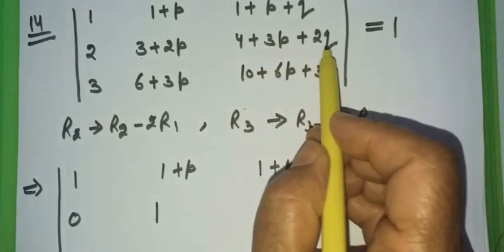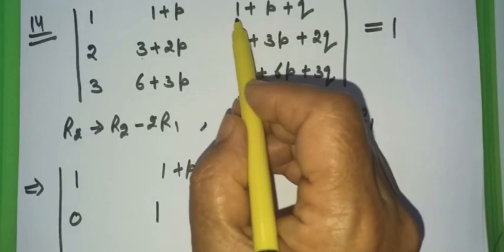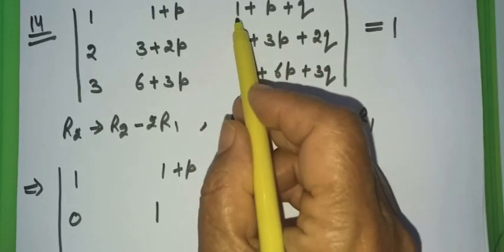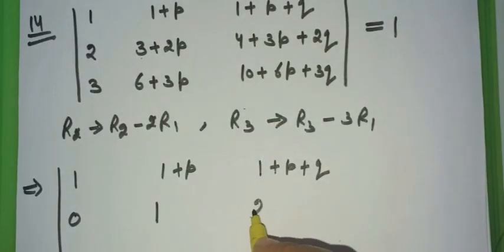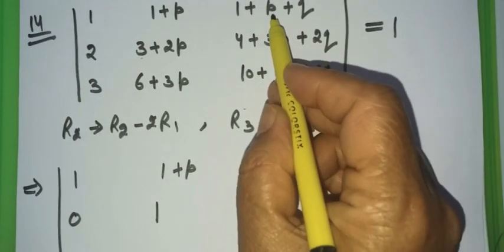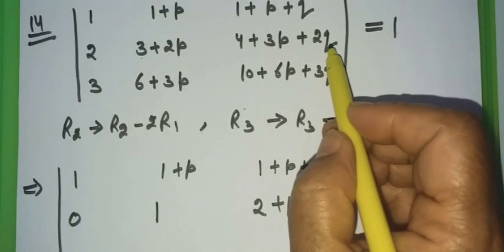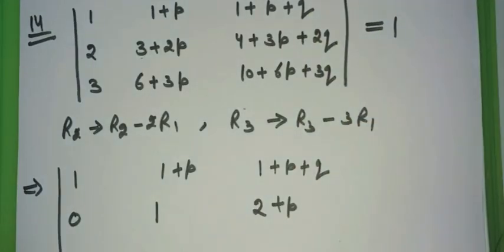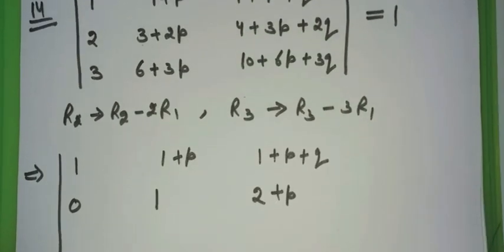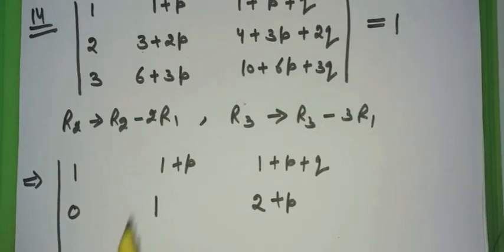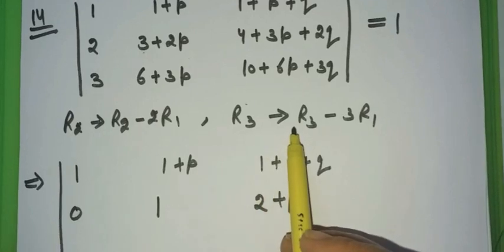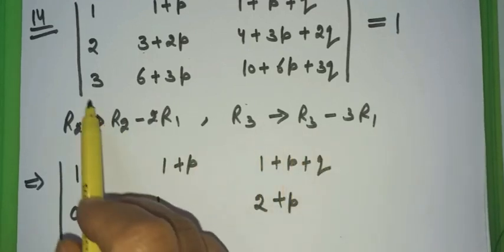Next, this element minus 2 times this element. So 4 minus 2 will be 2. 3p minus 2p will be p, and 2q minus 2q will be 0. So likewise I have to apply this operation, R3 goes to R3 minus 3R1, also on row 3.